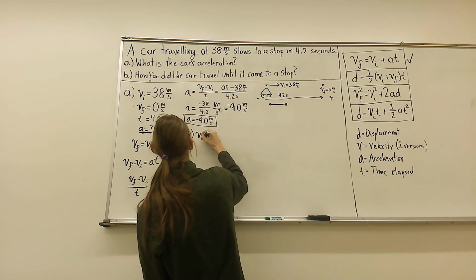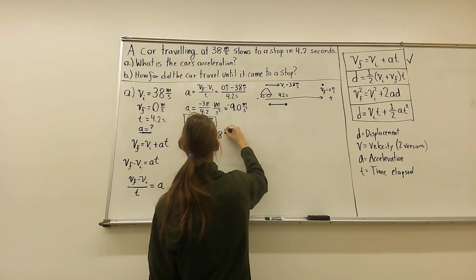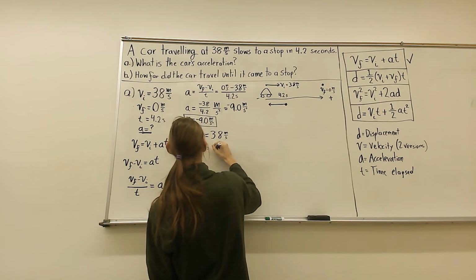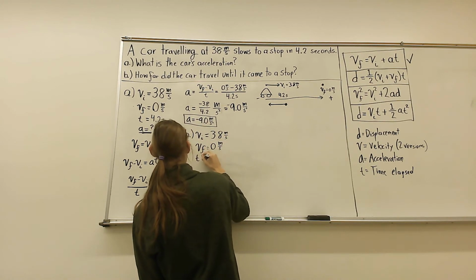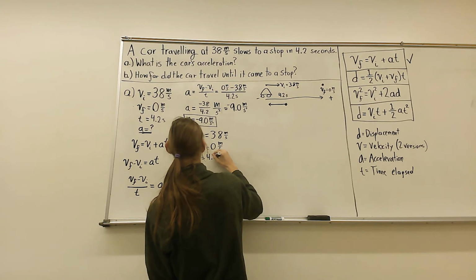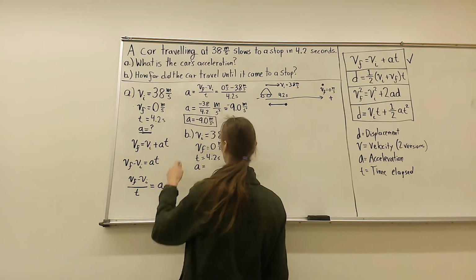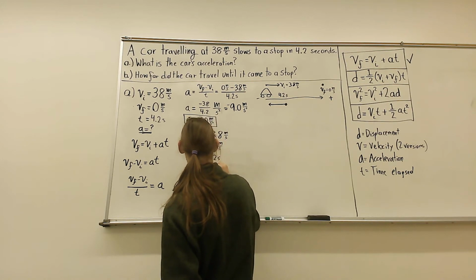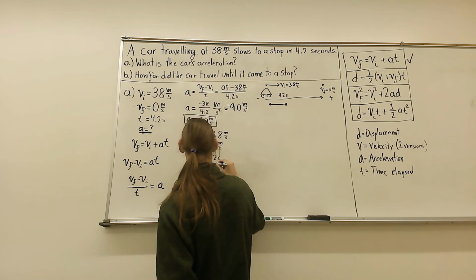So we're going to write down what we know. We know vi equals 38 meters per second. We know vf equals 0 meters per second. We know our time is equal to 4.2 seconds. And here's our extra bit of information. Our acceleration, which we found earlier, is equal to negative 9.0 meters per second squared.